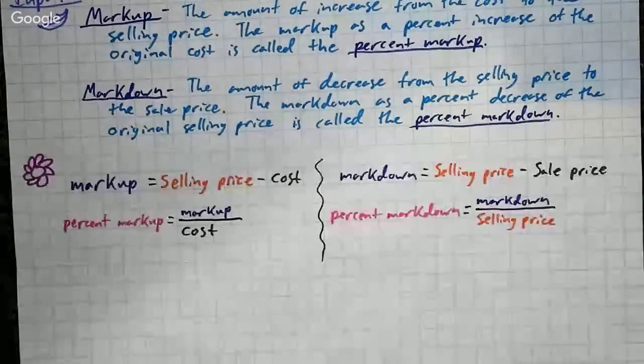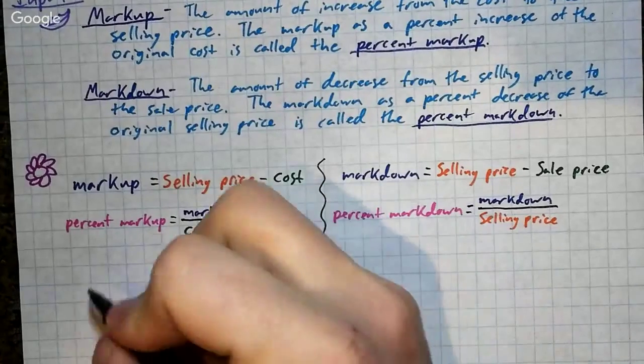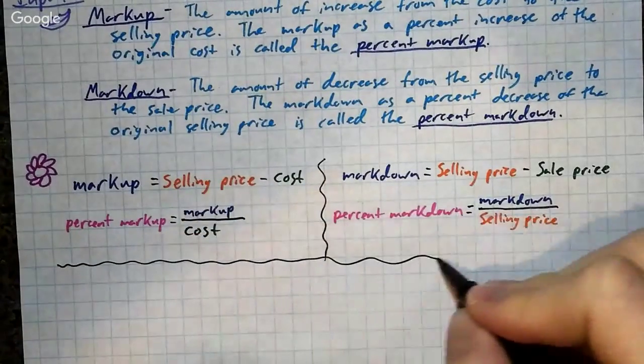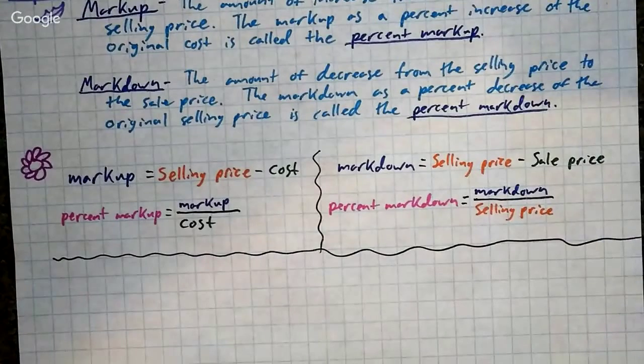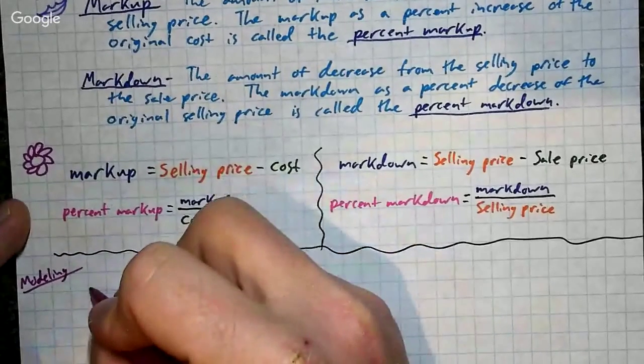Okay, and so what we're going to do now is we're going to go ahead and just put a basic example of both of these. What if we had to just do the very basic and find either a markup or a markdown? So this is going to be somewhat modeling, somewhat input. I'm just going to go ahead and write modeling here. Okay, so let's start with markup.